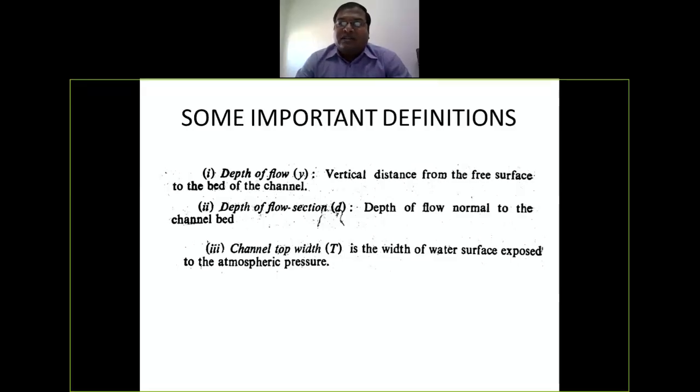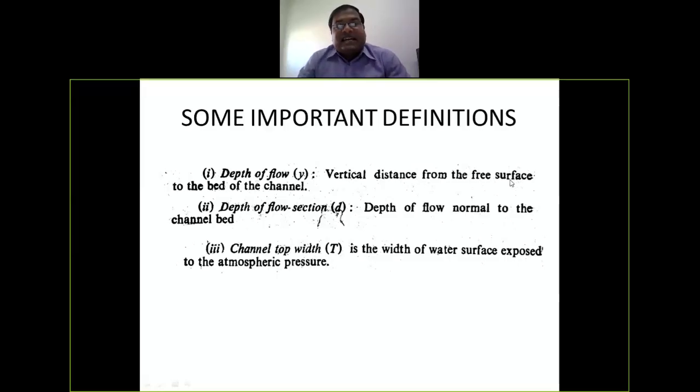Before we discuss, there are some definitions that we have to understand, so I have listed them here. The first definition is depth of the flow, denoted by y. You can take any nomenclature, but generally we denote it by y. It is the vertical distance from the free surface to the bed of the channel. Whenever I use the word depth of the flow, this is the meaning.